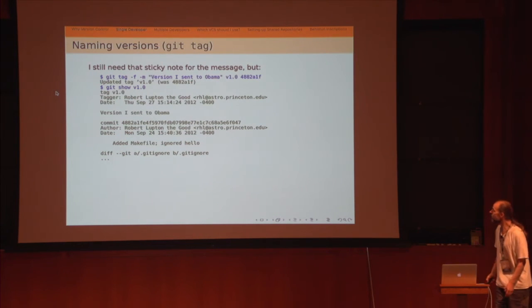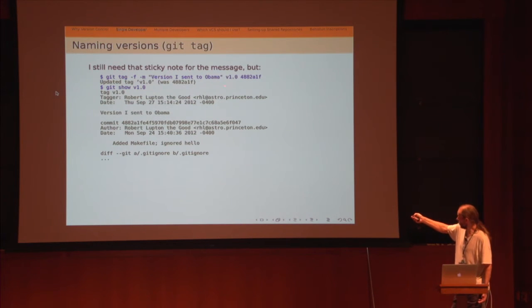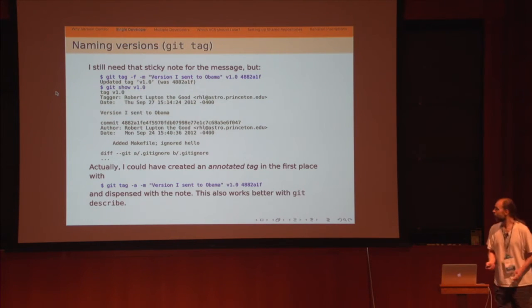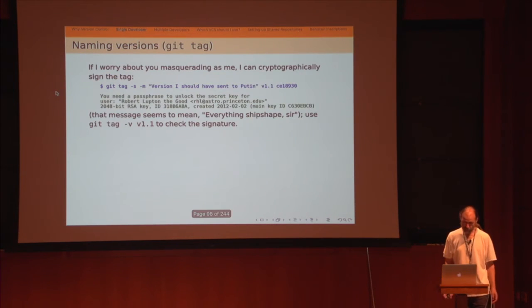But of course, I still need my sticky note, because I want to know what version it was that I sent to Obama, what this string was. But you can get around that too. I can put a name on that, and all is well. There we go. That's wonderful. I could, in fact, have done that from the very beginning by using git tag -a, and that works slightly better. It's probably to be recommended.